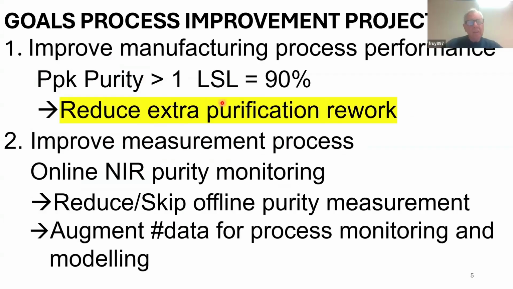So we have 2 goals here. First of all, a very important one, improve the manufacturing process performance. We want to reach a PPK of purity of more than 1 with a lower specification limit of 90%. If we can reach that, it should make it possible to reduce the extra purification rework, which of course is a very huge cost and also very time-consuming.